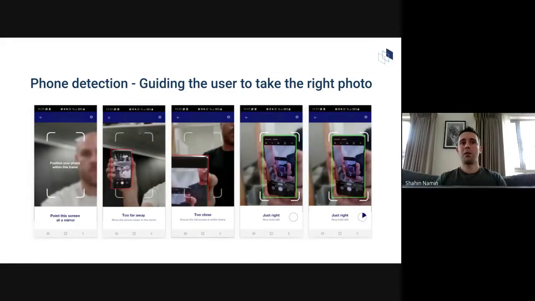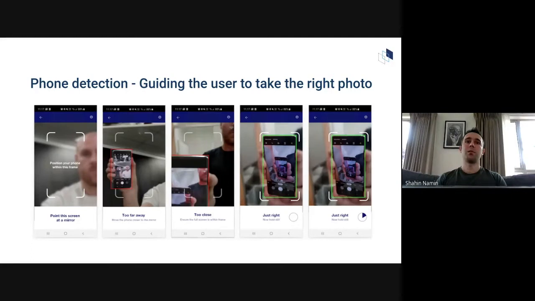So as you can see here, it is providing feedback to the user so that the user can hold the phone in such a way that it is placed in the middle of the gray rectangle. So if it is too far away from the mirror, it asks the user to hold the phone closer to the mirror. If it is too close, the feedback would be to hold it further away, tilt it, move it so that you can hold the phone in the middle of the image.